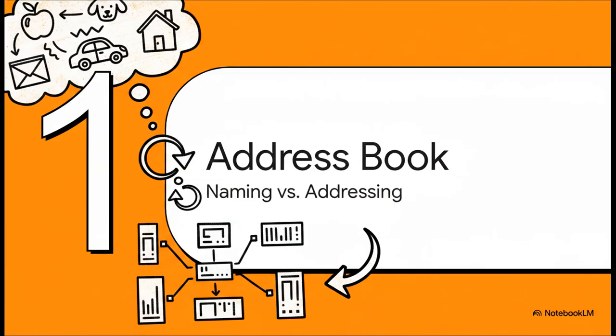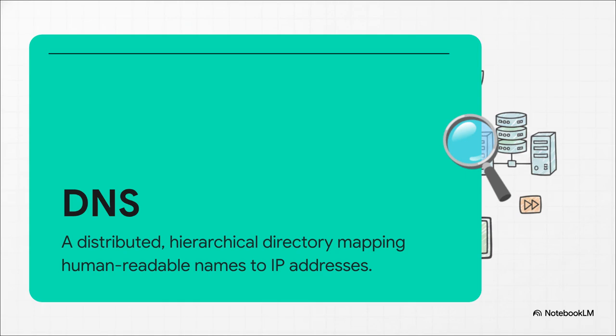Section 1. The Internet's Address Book. Separating naming from addressing. So the fundamental problem DNS solves is pretty straightforward. Computers communicate using numbers, IP addresses, but we humans need memorable names. Enter DNS. It's a distributed, hierarchical directory designed back in the 1980s by Paul Mockapetris. You see, early networks used to just share a single static text file called hosts.txt to map names to addresses, literally just a text file. But as networks exploded in size, that manual file became a massive bottleneck. So DNS was built to replace it.